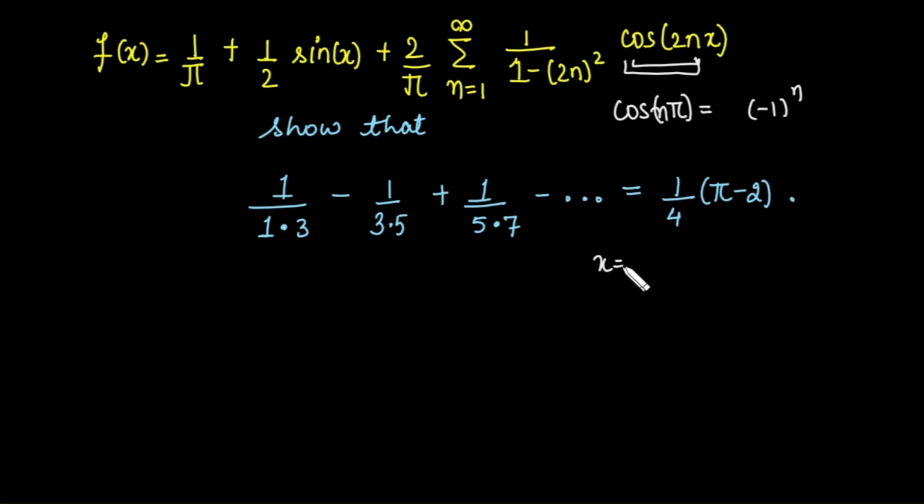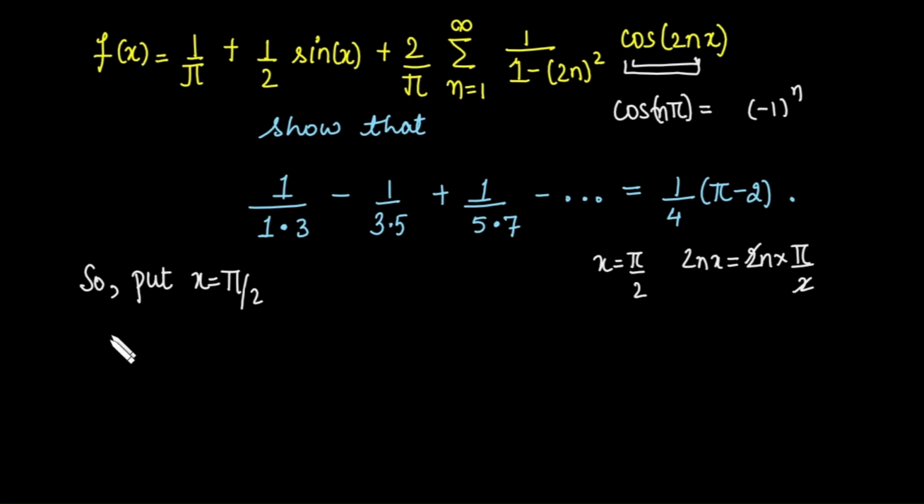If you put x is equal to pi by 2, 2n into x is equal to 2n into pi by 2. So 2 gets cancelled with 2, we have n pi. So it means if we put x is equal to pi by 2, we need to check whether we are having this series or not. Let's try to find this expansion with the help of pi by 2. So put x is equal to pi by 2 in the Fourier series.